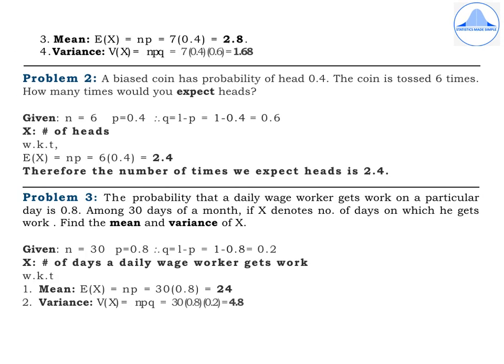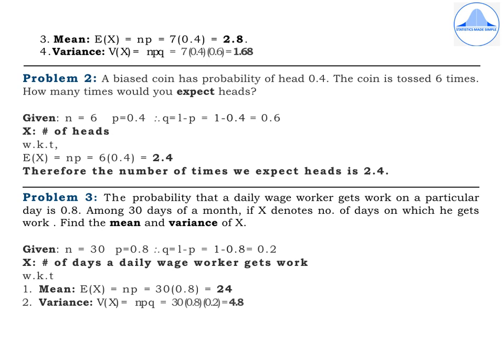The mean is calculated using the formula E of x equal to np. Substitute the values, 7 into 0.4, which is equal to 2.8. Similarly, V of x is equal to npq. Substitute 7 into 0.4 into 0.6, which gives us the answer 1.68.